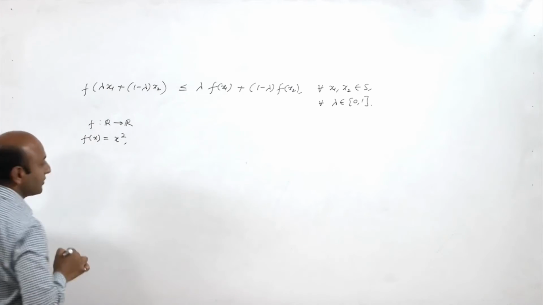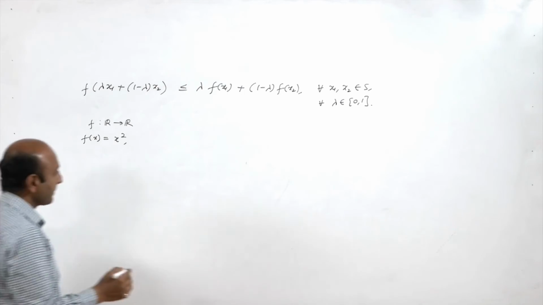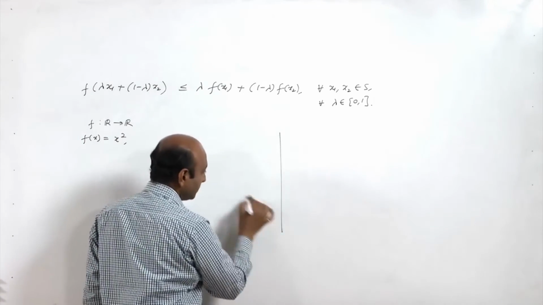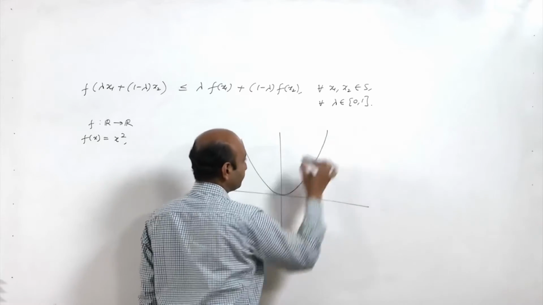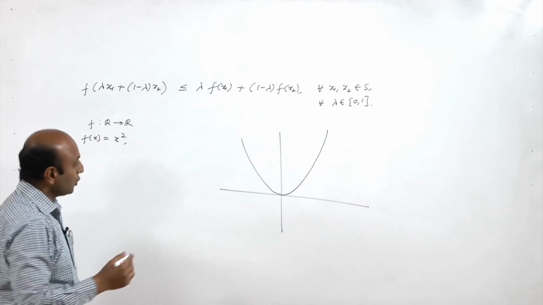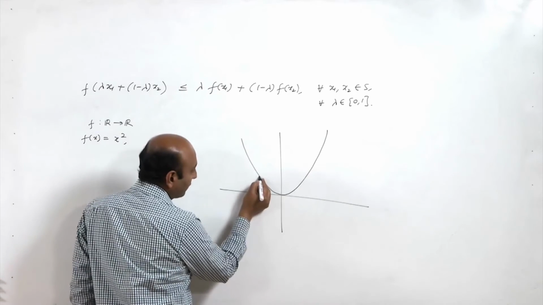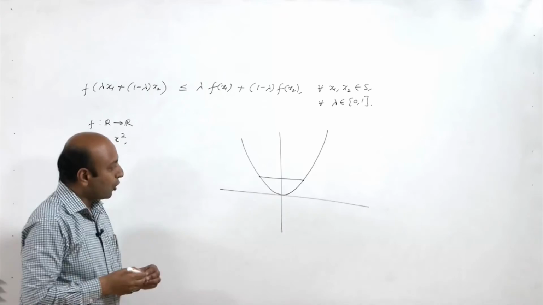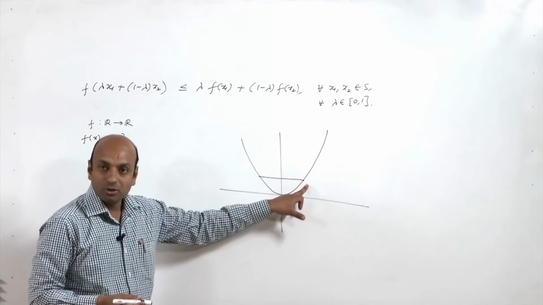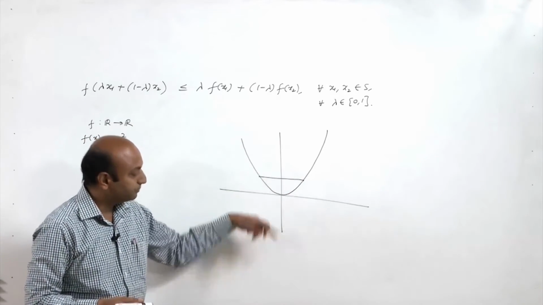Okay, f is a function from R to R and f(x) equals x square. Now what is the graph of this function? The graph is something like this. Now you take any 2 arbitrary points on the curve and join the chord. The chord joining these 2 points always lies above the curve.